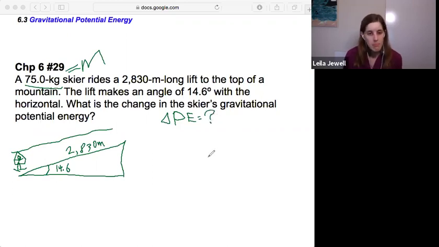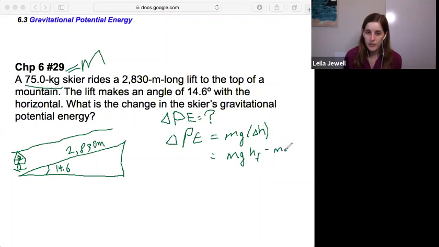Right? All right, well, how do we calculate change in potential energy? Well, our change in potential energy is just going to come from mg, the force, times the change in height. However much that changes. So we could also write our change in potential energy is equal to mg times h final minus mg times h initial.